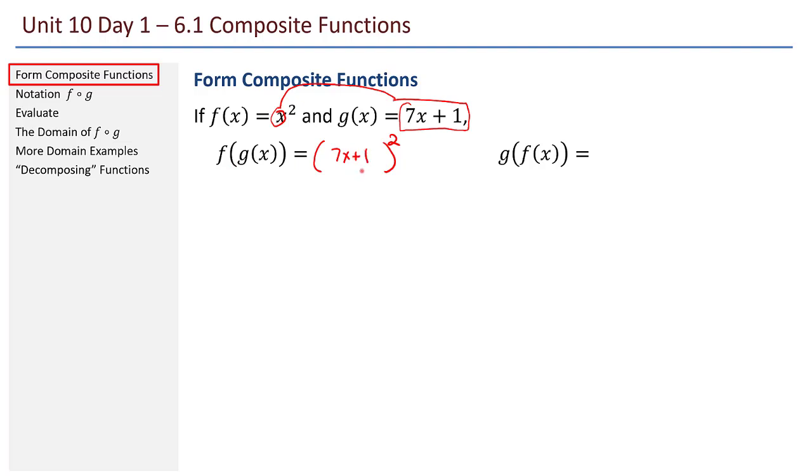I can go the other way too. Let's suppose that I want to figure out g of f of x. So f of x goes inside of g. So this whole x squared goes in the place of where the x is. And so I end up with 7x squared plus 1.